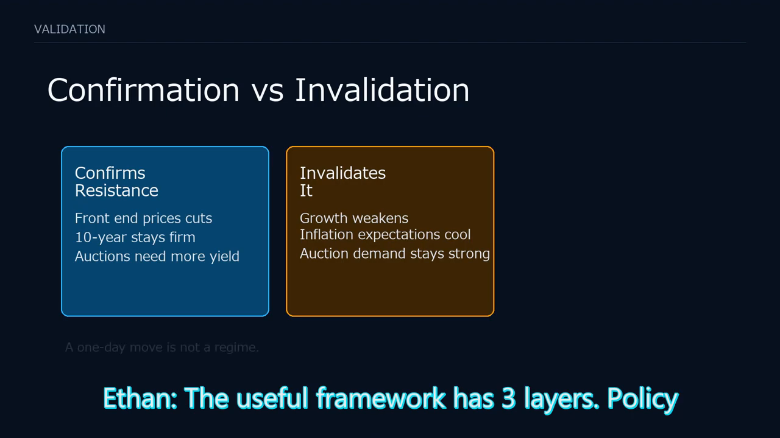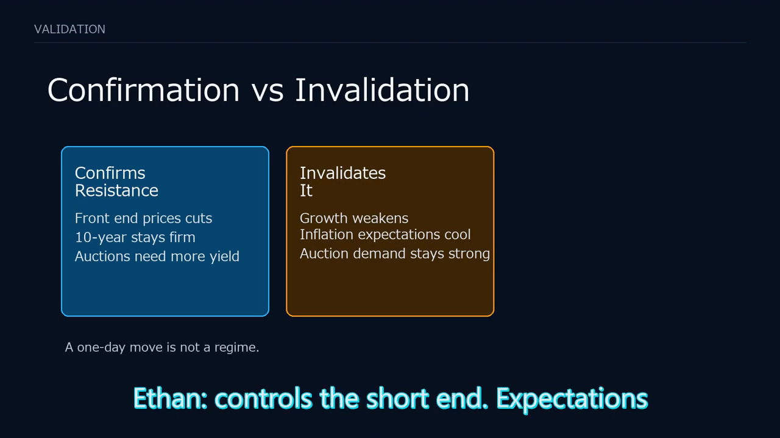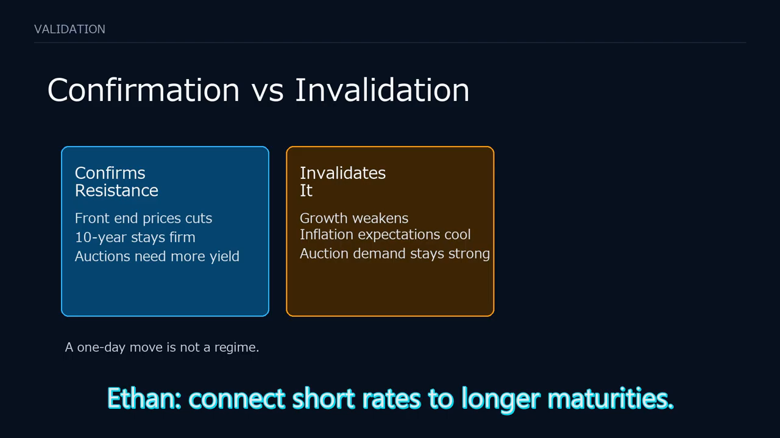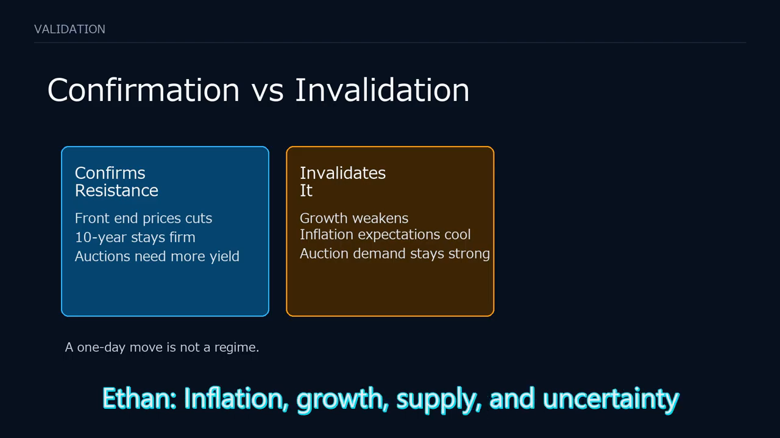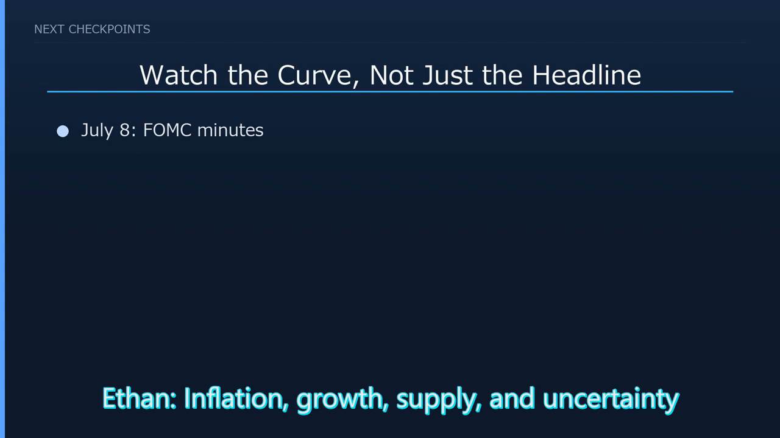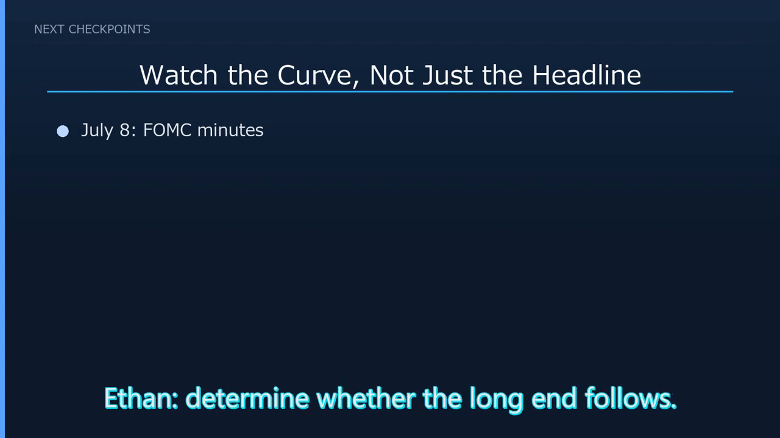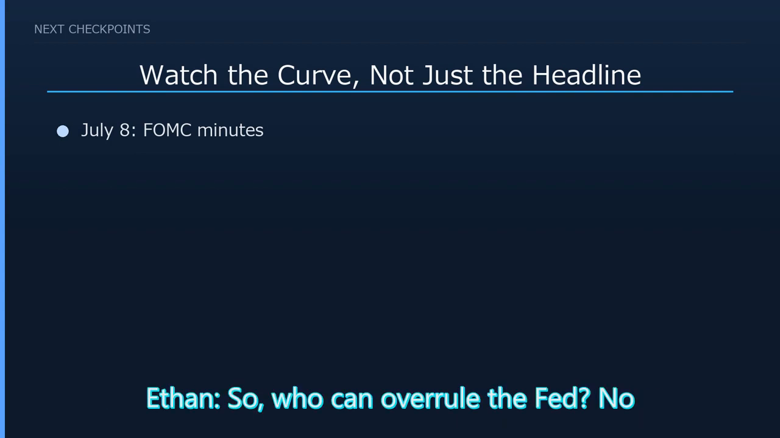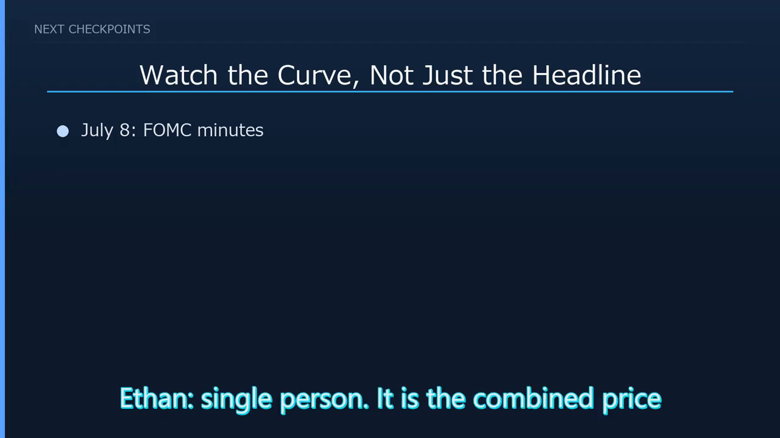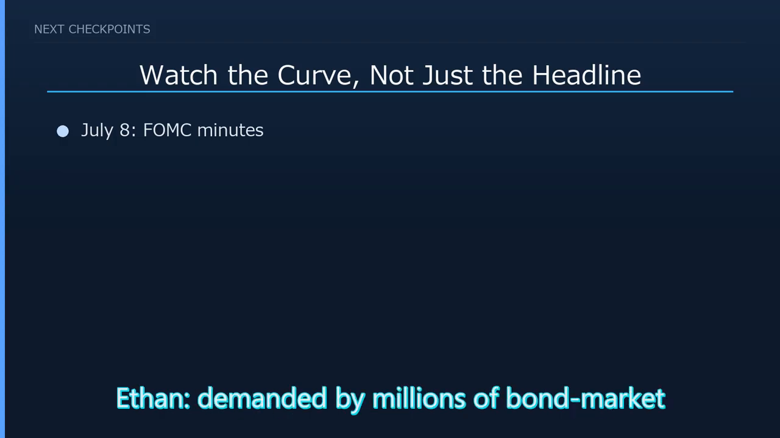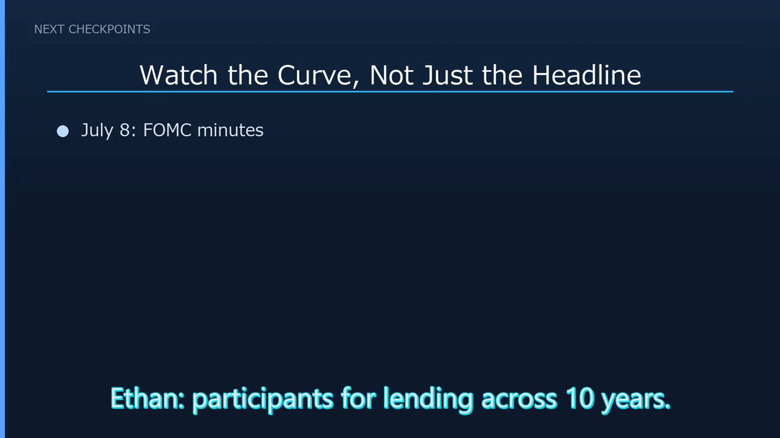The useful framework has 3 layers. Policy controls the short end. Expectations connect short rates to longer maturities. Inflation, growth, supply, and uncertainty determine whether the long end follows. So, who can overrule the Fed? No single person. It is the combined price demanded by millions of bond market participants for lending across 10 years.